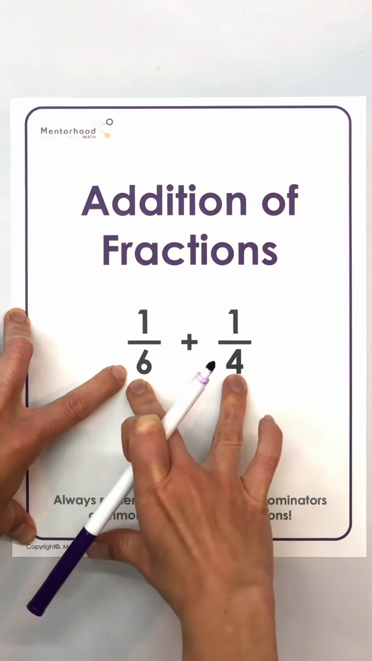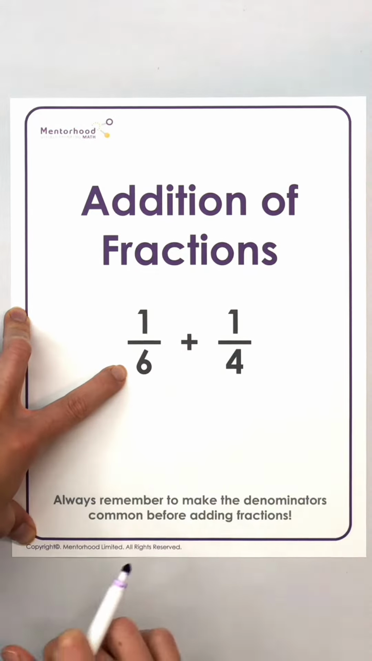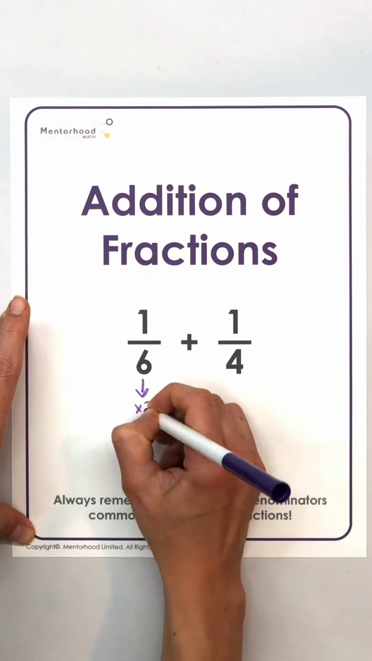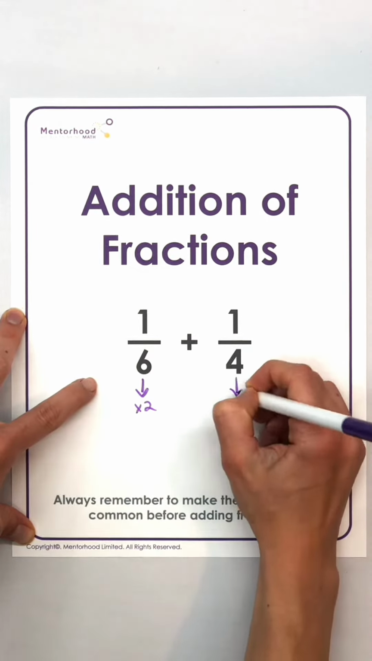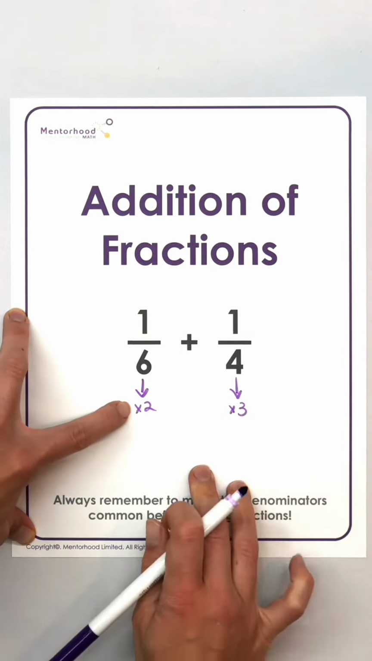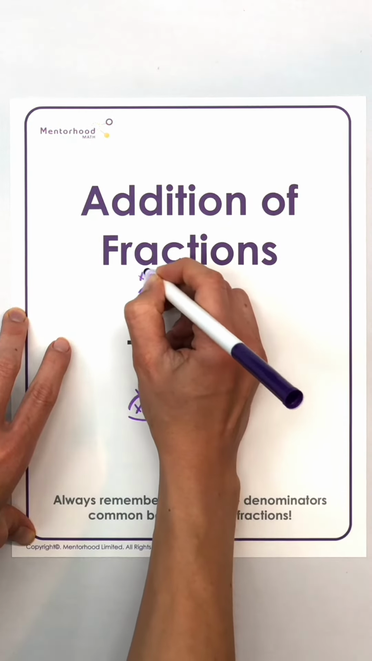What's a common multiple between 6 and 4? 12. Both of them go into 12. How do I turn 6 into 12? I multiply by 2. How do I turn 4 into 12? I multiply by 3. Now, I've got to do the same to the top and to the bottom.